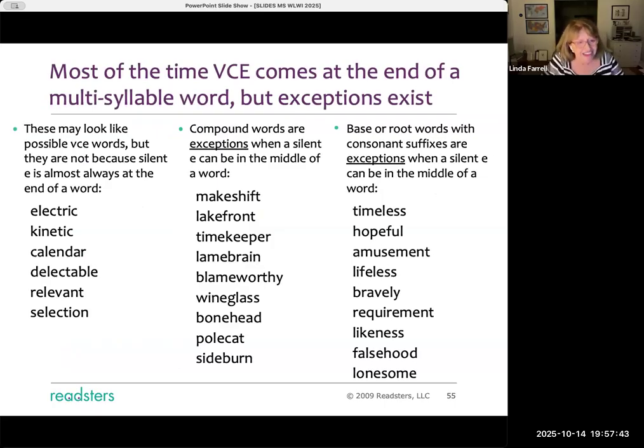I'll say, where's the silent E? Oh, it's right there, right after the L. So if we just teach them that silent E is most of the time at the end, in fact, it's almost always at the end, it's not confusing for students.